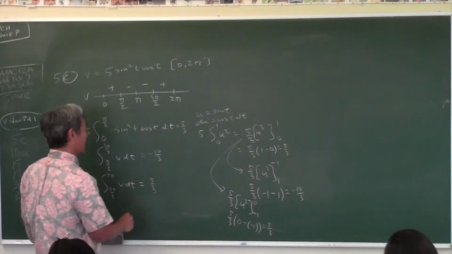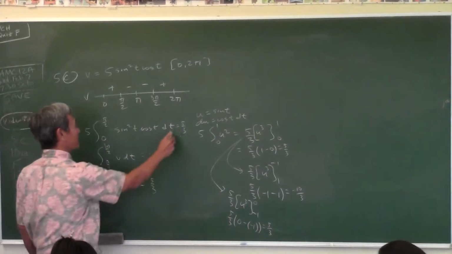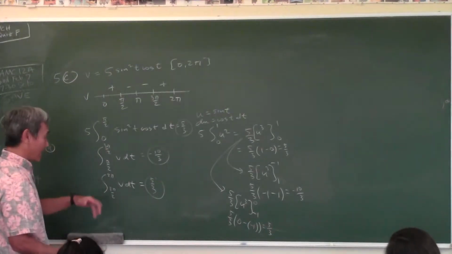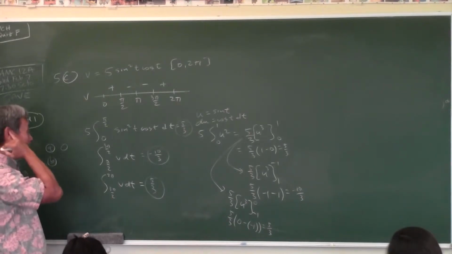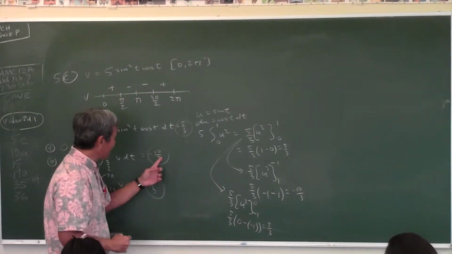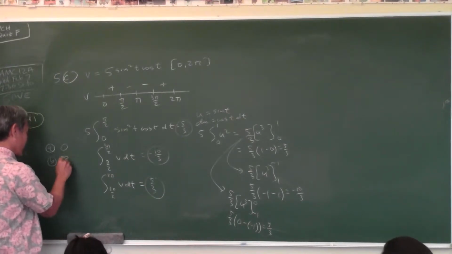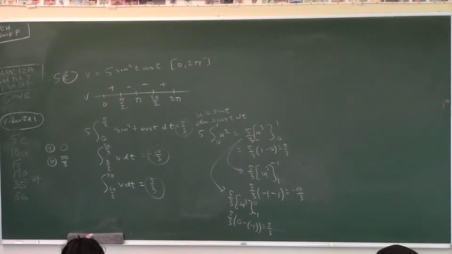So once you do all this, you can answer the question. A, what is the displacement? You simply add these numbers up. Rhymes with hero: 0. To find the total distance traveled, you simply add the absolute value of these numbers up. 20/3. But then we didn't really answer the question, because didn't part B say if the initial position of the particle is 3, what is the final position?